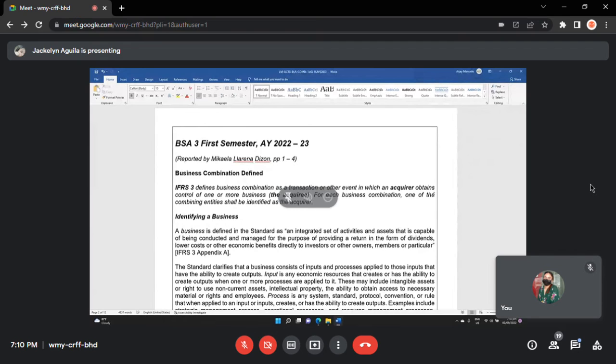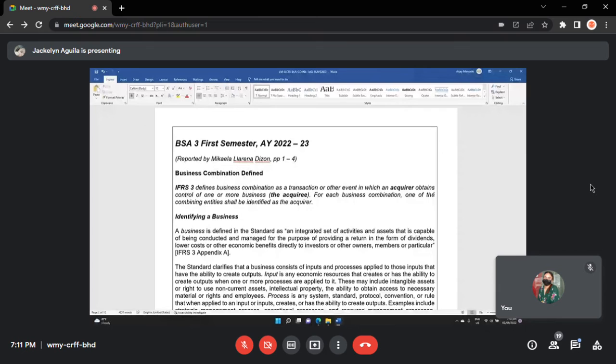IFRS 3 says business combinations are accounted for using the acquisition method, which generally requires assets acquired and liabilities assumed to be measured at their fair values at the acquisition date. Yung acquisition date po is the date on which the acquirer obtains control of the acquiree. Acquirer, tagakuha, company that obtains the rights to another company or business relationship through a deal. Yung acquiree po ay nakuha, company that has been bought by another.